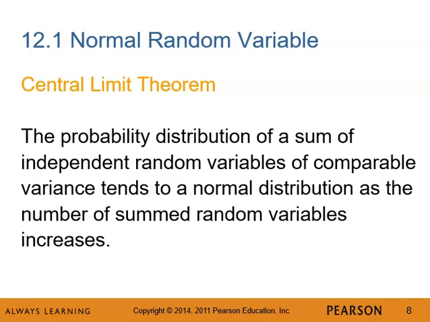Next is the central limit theorem. The probability distribution of a sum of independent random variables of comparable variances tends to a normal distribution as the number of summed random variables increases. So it is no accident that many types of data have bell-shaped histograms. Any random variable that is the sum of enough independent random variables has a bell-shaped distribution.